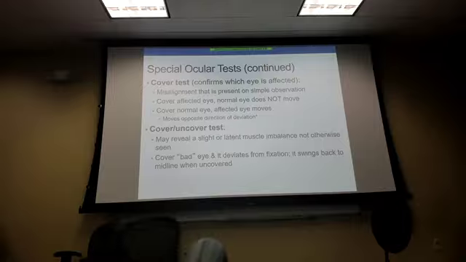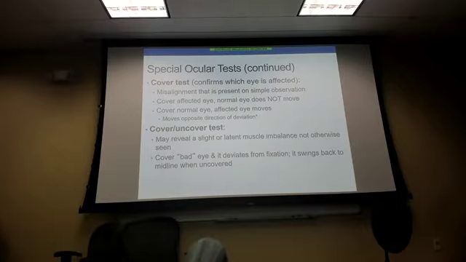Your special ocular tests, you guys thought about these in a little while? Probably been a little while. So your cover, uncover, your cover test, and then your cover, uncover test. Okay, so let's go through this. So let's say my right eye is my bad eye. It actually really is in real life.